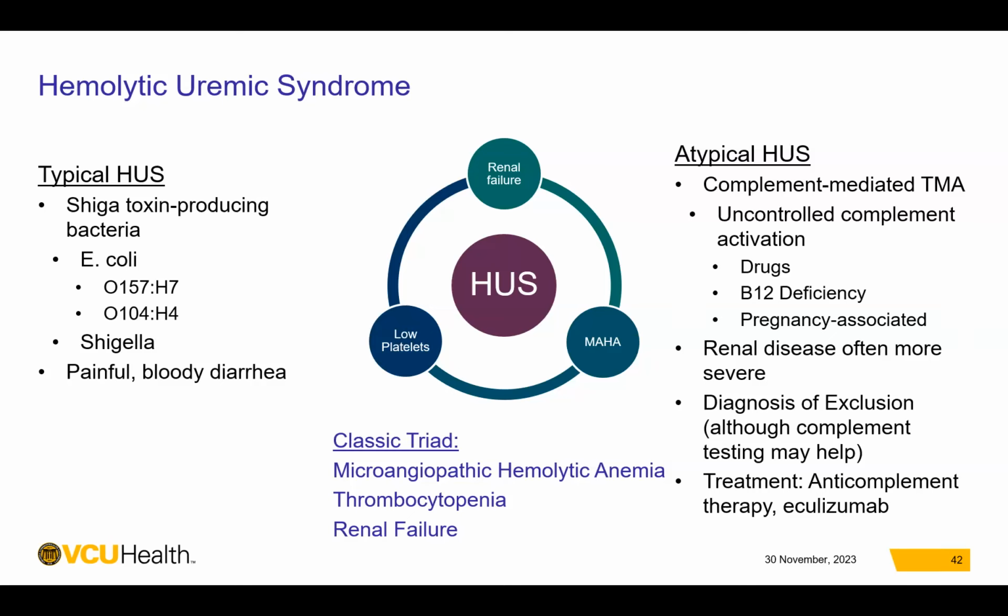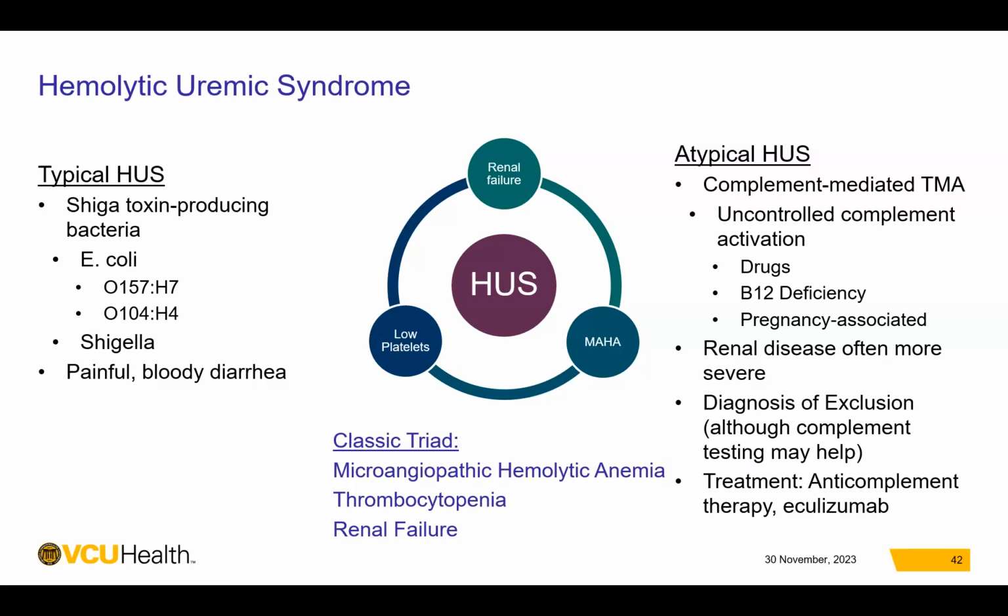Atypical HUS is what we've typically called everything else. Some people think that a better name would be complement-mediated TMA. It's caused by uncontrolled complement activation that can be set off by drugs, B12 deficiency, pregnancy, other things. Renal disease is often more severe. Often these patients end up on dialysis. It's thought to be a diagnosis of exclusion.